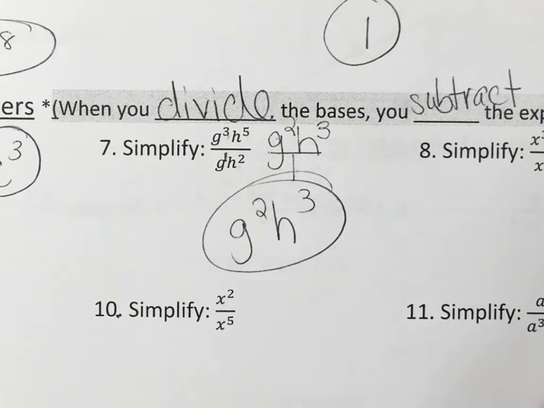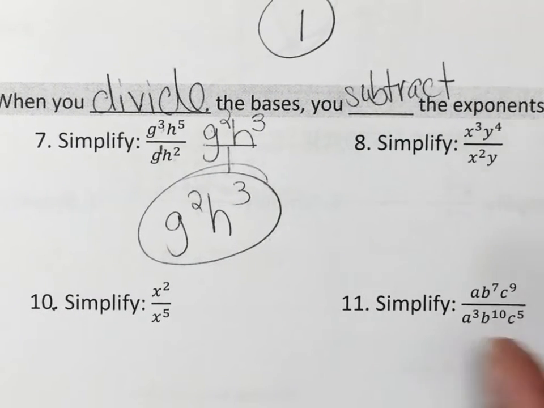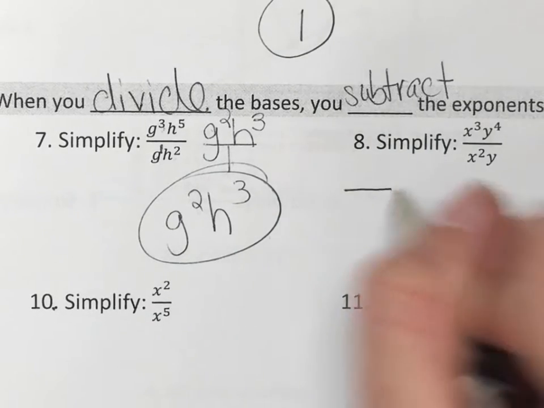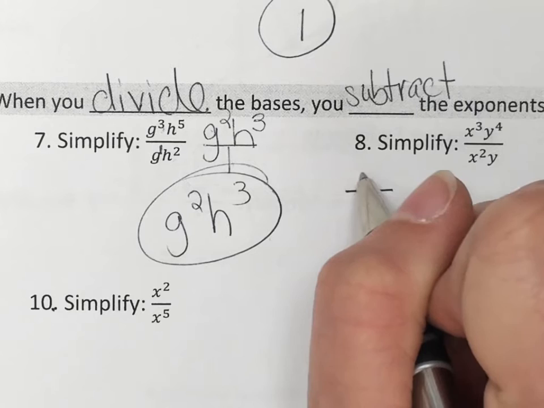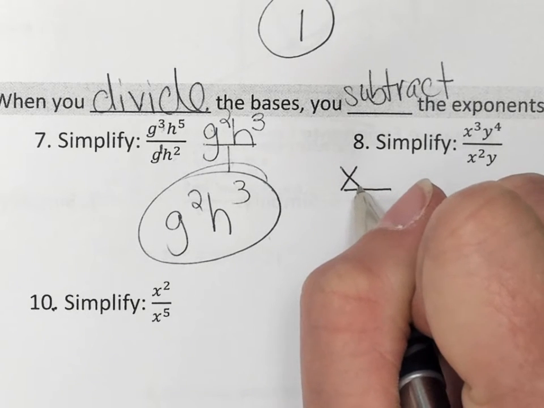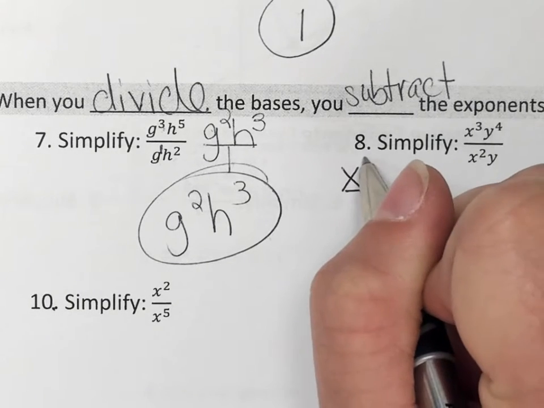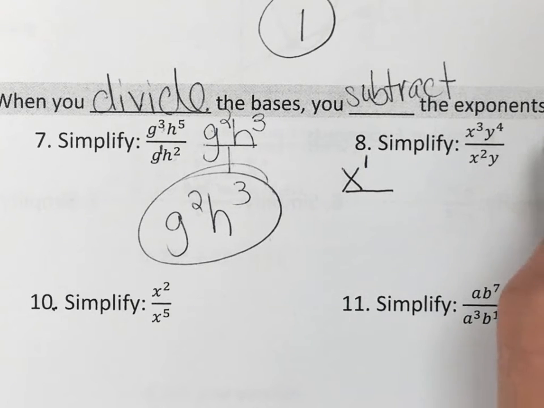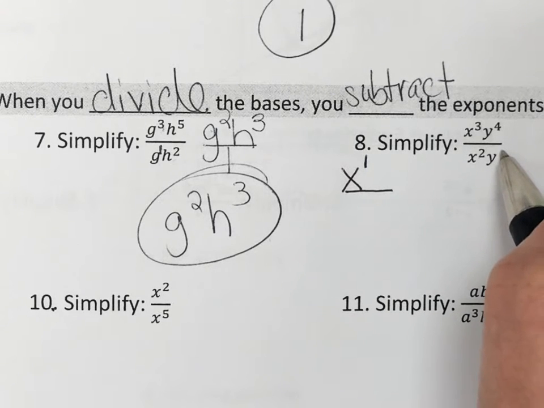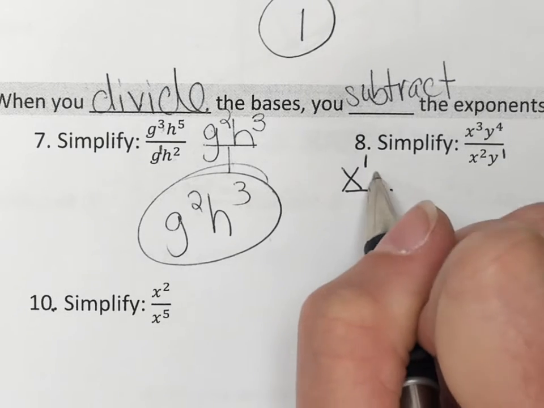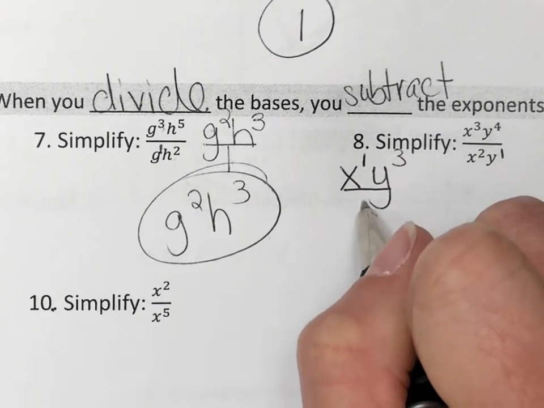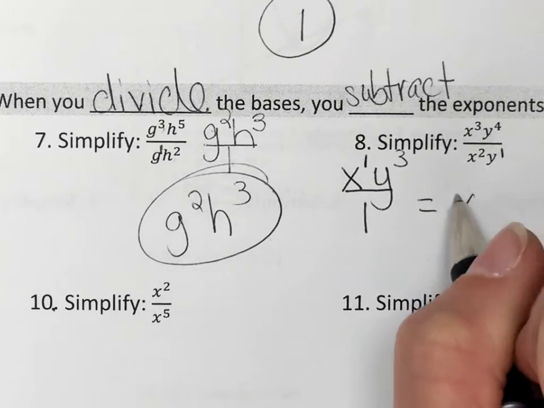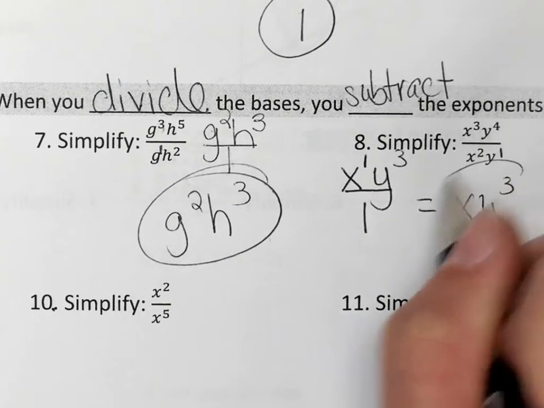All right, let's look at number 8. Here we go. Which one's bigger, the 3 or the 2? The 3. So X goes on top. So what's 3 minus 2? 1. All right, what number's right here with my Y? 1. Which one's bigger, 4 or 1? 4, so it's going to go on top. What's 4 minus 1? 3. What's on the bottom? 1. So that's just X, Y cubed.